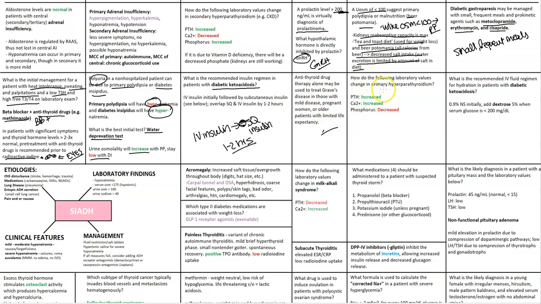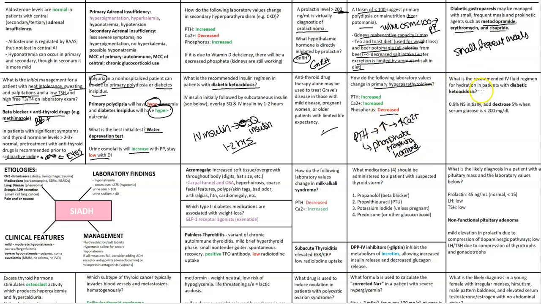So how do the following laboratory results change in primary hyperparathyroidism? What happens to the PTH? It's going to be increased. And because of that, remember, it results in calcium resorption, so calcium is going to be increased. PTH is also known as phosphate trashing hormone. So it's going to result in phosphate excretion, which will lead to a decreased amount of phosphate.